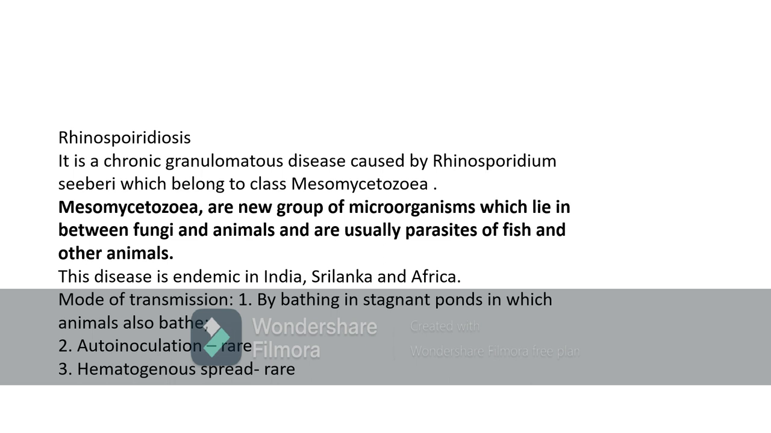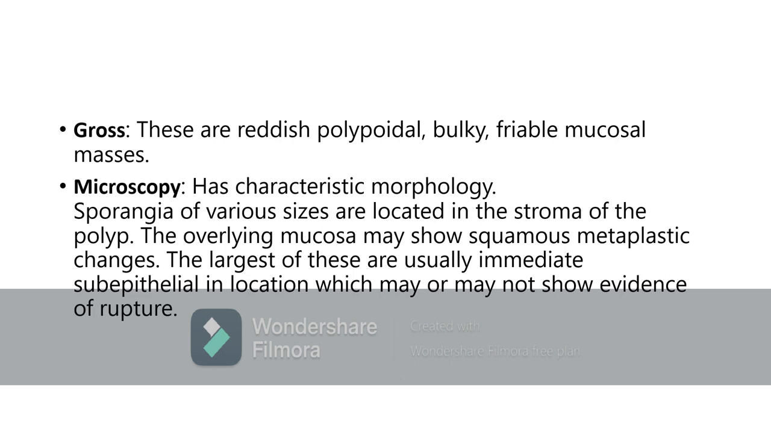So, what is the mode of transmission? It is by bathing in stagnant ponds in which the animals also bathe, and the hematogenous route and auto inoculation are very, very rare. So, grossly, you can see these reddish polypoidal friable mucosal masses in the nasal cavity. Microscopically, they are characterized by sporangia, these large sporangia of varying size, which are located in the stroma of the polyp. And the overlying mucosa may show squamous metaplastic changes. The largest of these are usually immediately subepithelial in location, which may or may not show evidence of rupture.